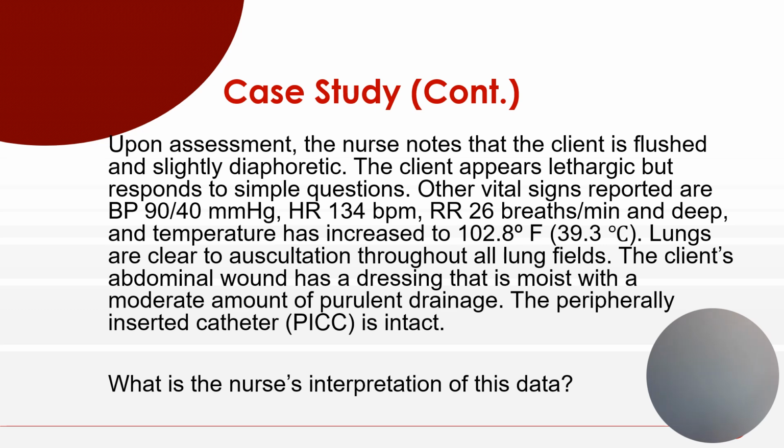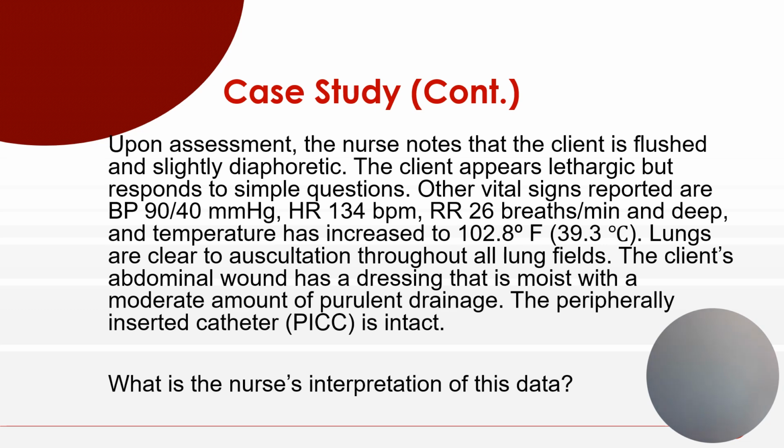Lungs are clear to auscultation through all lung fields. The client's abdominal wound does have a dressing that is moist with a moderate amount of purulent drainage. The peripherally inserted catheter or PICC line is intact. How do we interpret this data?